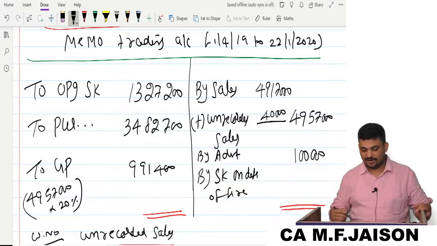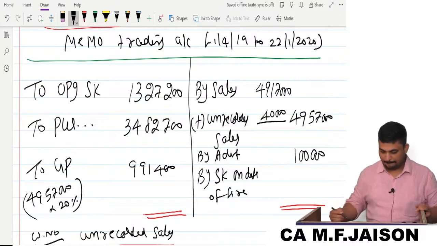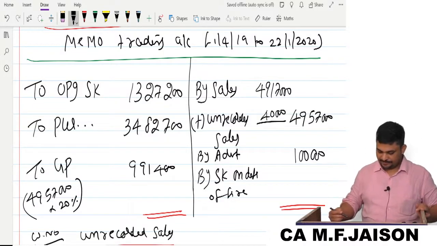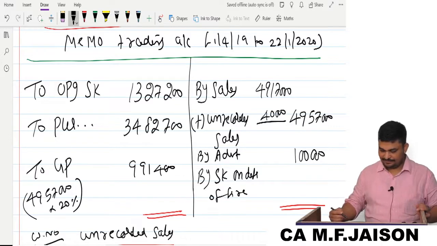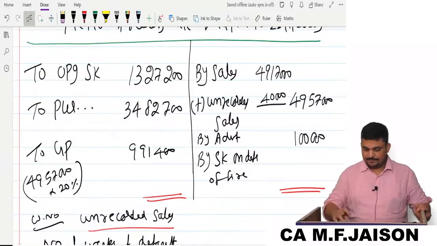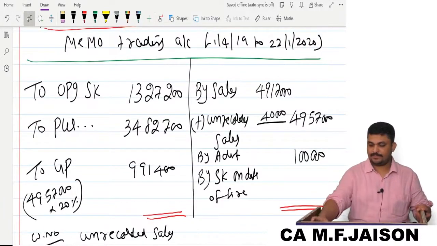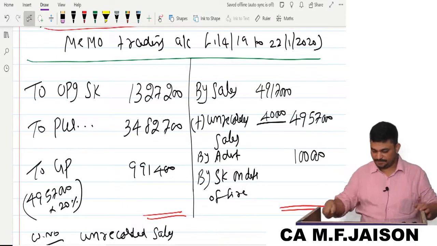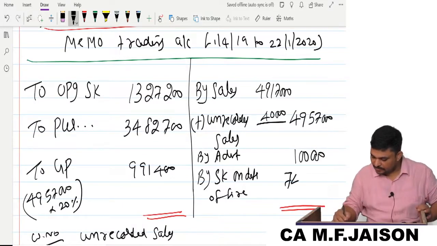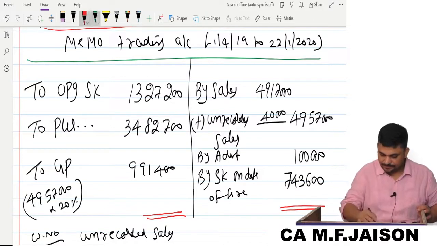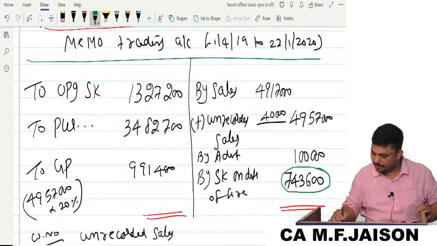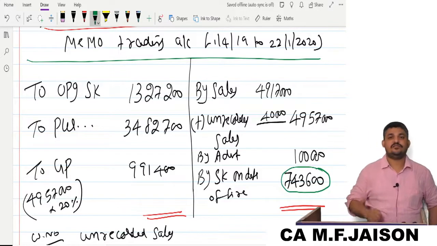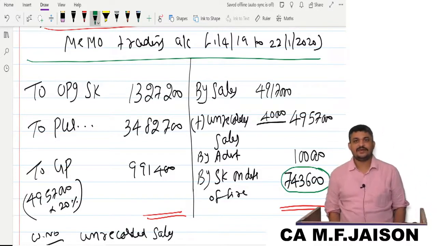So what is the stock on the date of hire? The 7,43,600 is the amount of stock on the date of hire. This is how we should find out, my dear friends.